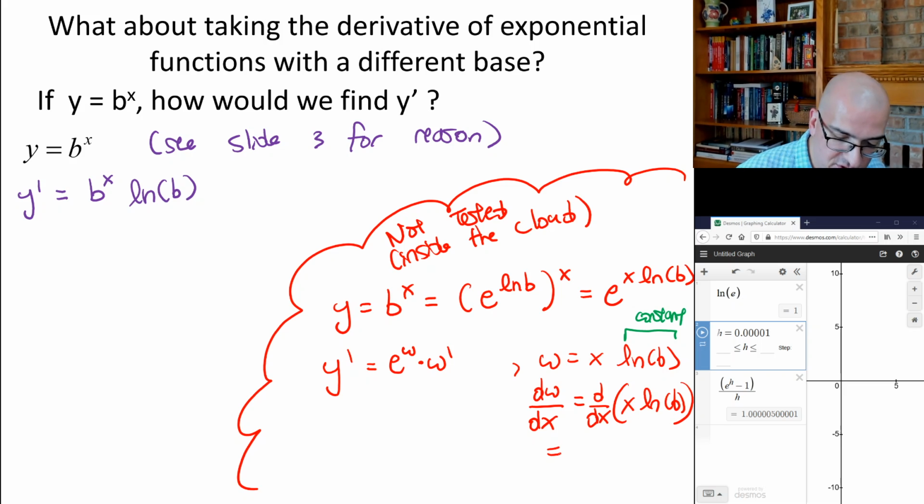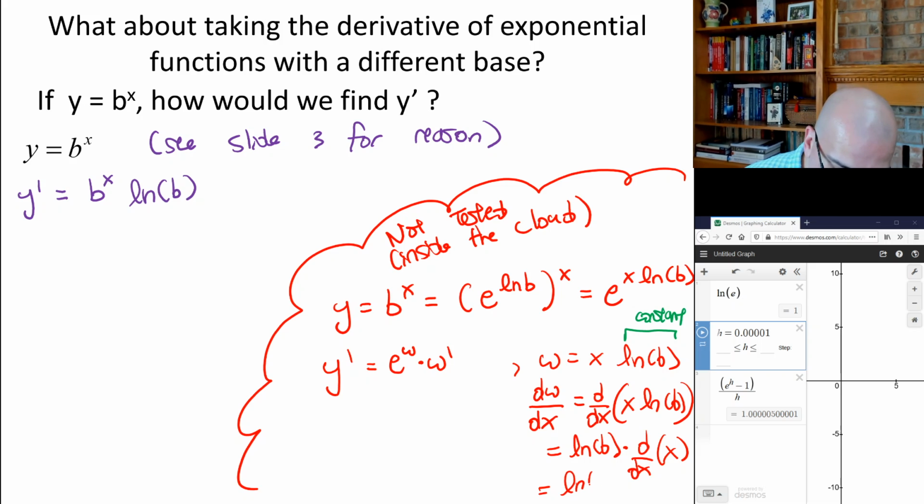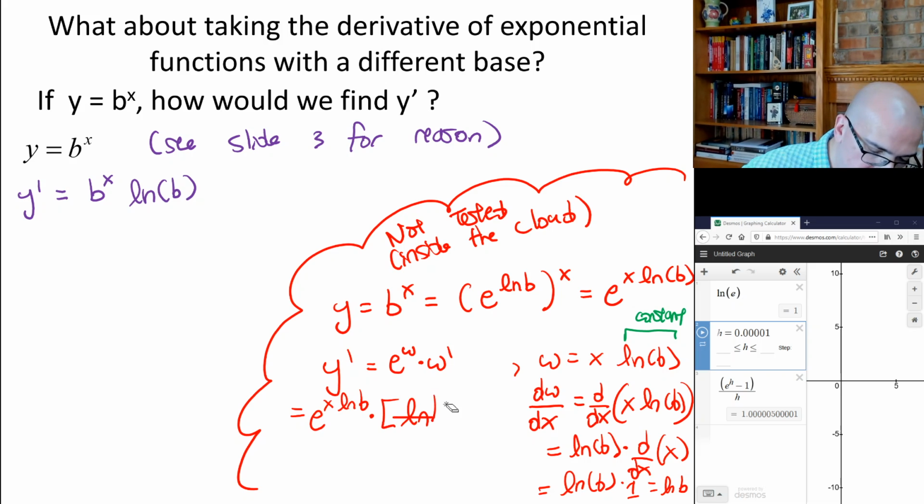And here's where I don't really have a choice. I'm going to common factor the constant out front of the derivative, so now stuff is going to be to the right of it. And I don't like that, but there's nothing else I can do. Times the derivative d by dx of x. And the derivative of x is 1, so I just get ln b. So my derivative of e to the w times w prime, I'm going to have e to the x ln b multiplied by ln b.